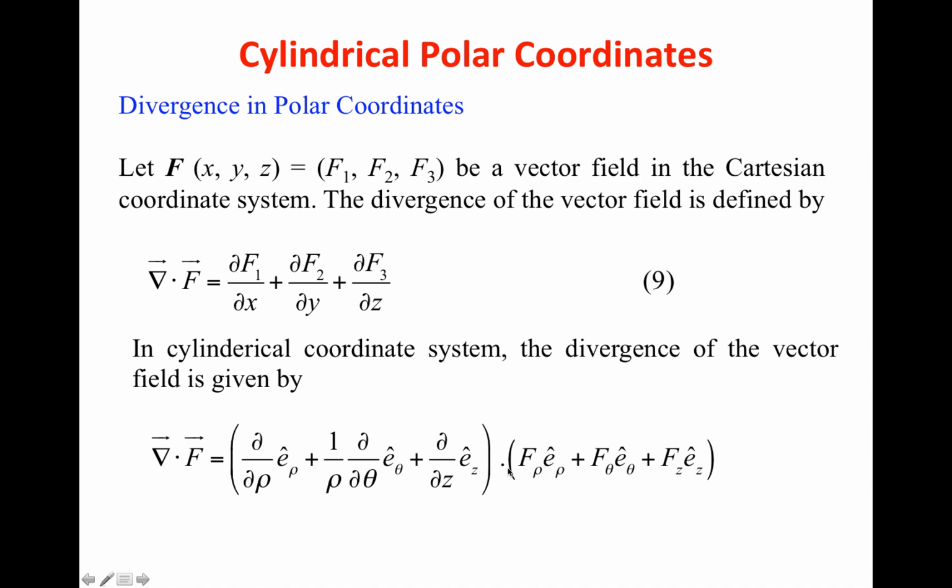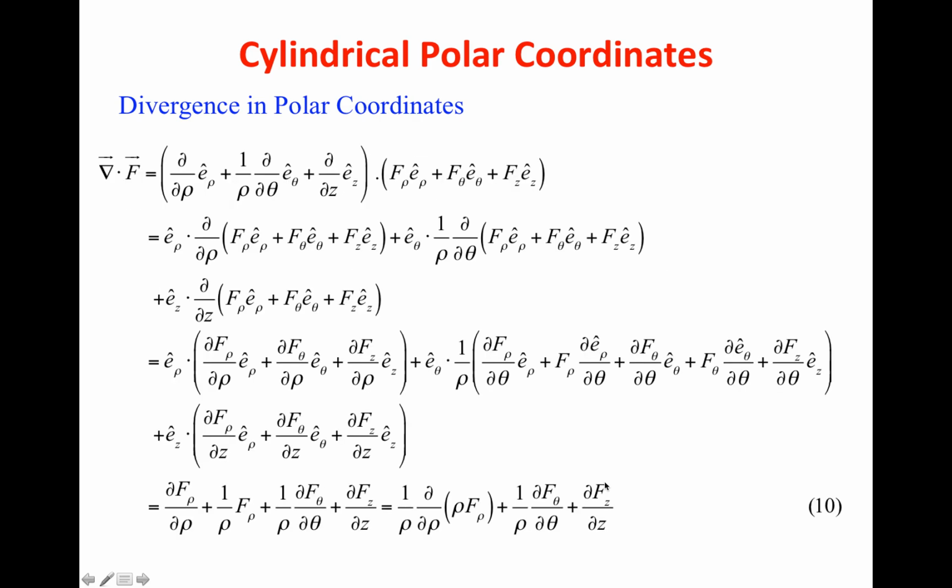Again a word of caution that my E rho and E theta are not constant, right. So, when I am going to put this operator over here, I will have to be very careful while calculating the derivatives. Pause the video over here for some time, try to do the calculations yourself and verify that this is the end product that you get, equation number 10 for the divergence in the polar coordinates.